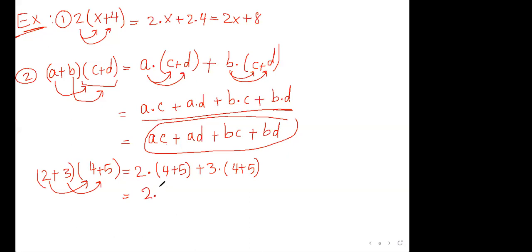2 times what? 9. Yeah, you can add first then multiply, or you can distribute it again. But I want to use the distributive property. Okay. So 2 times 4, 2 times 5, 3 times 4, plus 3 times 5. What's the answer? 8 plus 10 plus 12 plus 15. What's the answer? Is it 45? 45.